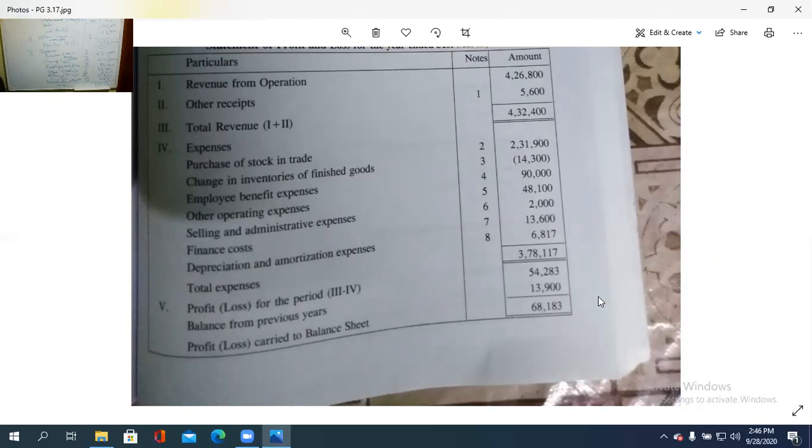So the profit and loss is carried to the balance sheet. That is how much? Finally, this total is 68,183. So in this way we are preparing the statement of profit and loss.